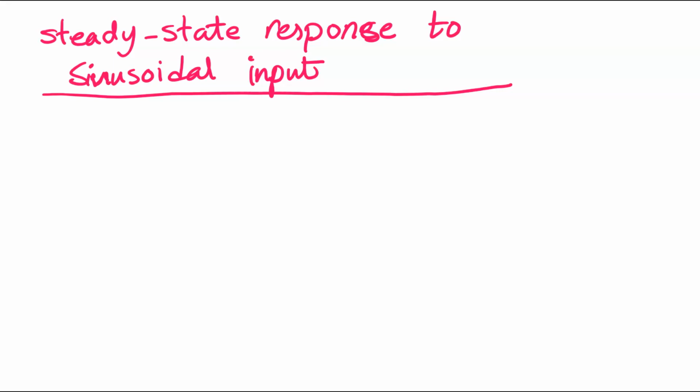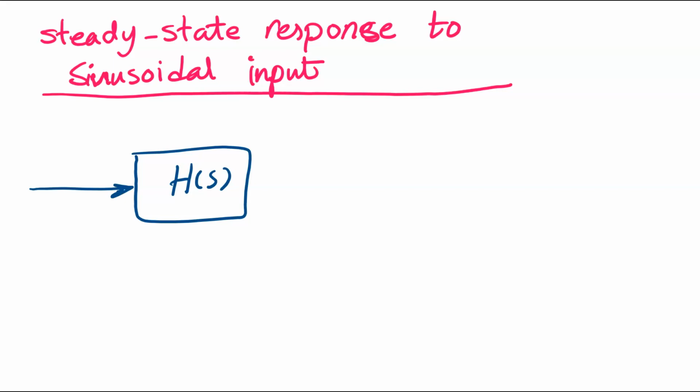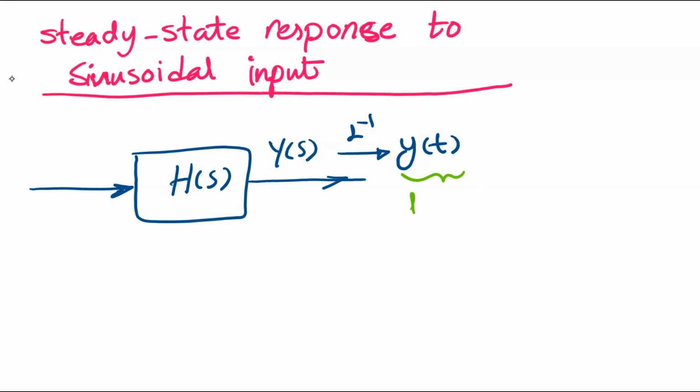Okay, so we have a circuit. Let's assume that we know what is the H of s for the circuit. And whenever we apply a particular input to the system or circuit, what we get as Y of s is our total response in the Laplace domain. It means that if you apply the Laplace inverse to this response and describe your answer in the time domain, this y of t is your total response.